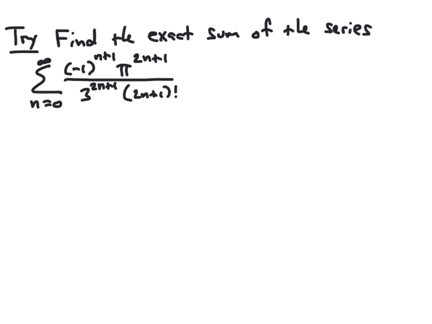If you'd like to try a similar example, you can pause the video and find the exact sum of the series from n equals 0 to infinity of -1 to the n plus 1 times pi to the 2n plus 1 over 3 to the 2n plus 1 times 2n plus 1 factorial. You can resume the video in a few seconds to see the full solution.